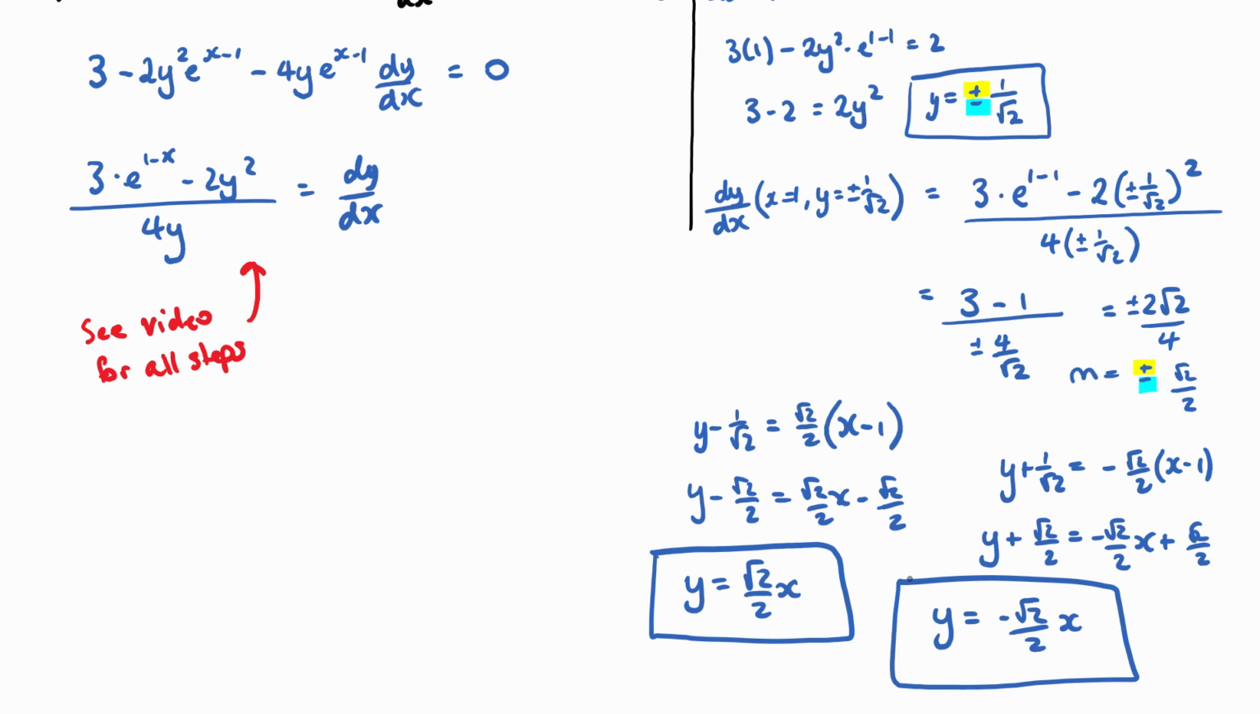Okay, bit of a long question here, but I have my two tangents. It's going to be root 2 on 2 x and negative root 2 on 2 x. We could write this as plus or minus root 2 on 2 x, but I've got two different tangents here. Okay, that's the answer.